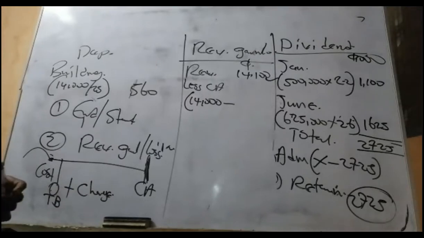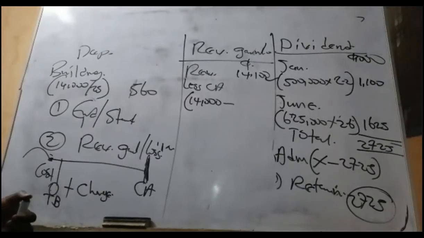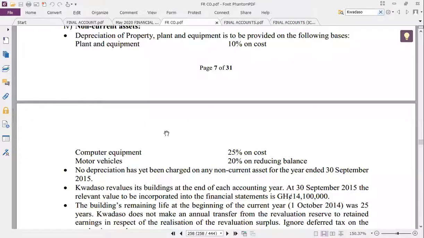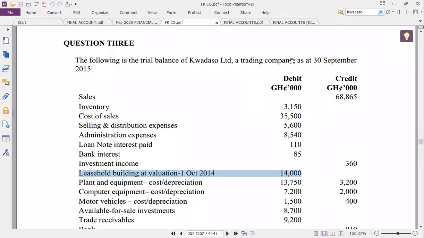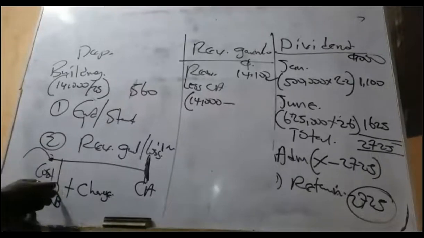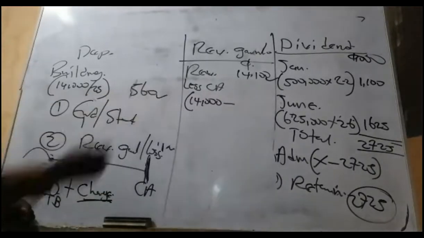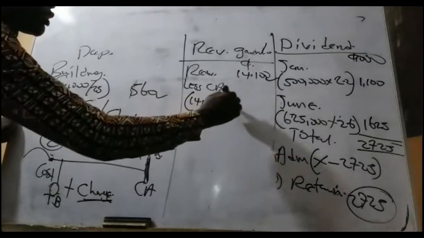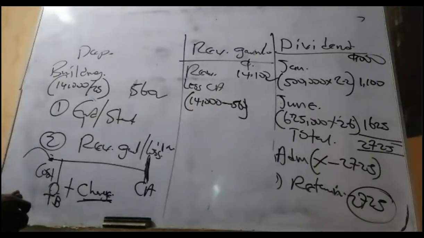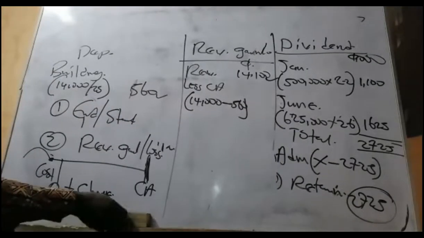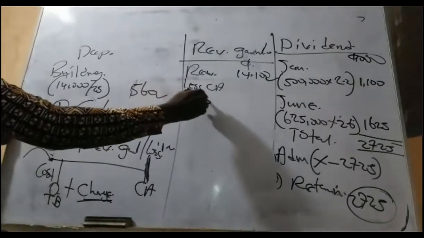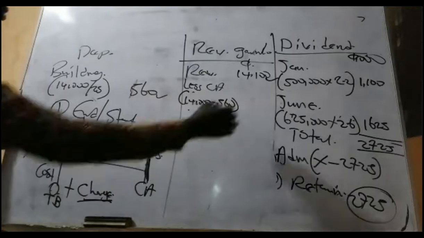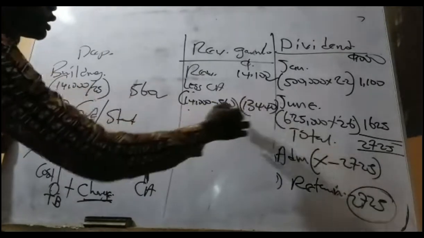In this question, let's see if there's any accumulated depreciation on the building. Because they used the word valuation, I doubt there will be depreciation on the building. They won't give it to you. So there's no accumulated depreciation. Good. So that means the opening balance of the accumulated depreciation is 0, plus the charge for the year. What they charge for the year is 560. So finally, we only subtract the 560 from it. And what will be the answer? The carrying amount will be 14,000 less 560, which is 13,440.